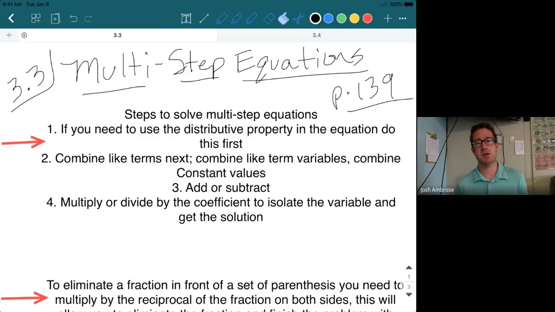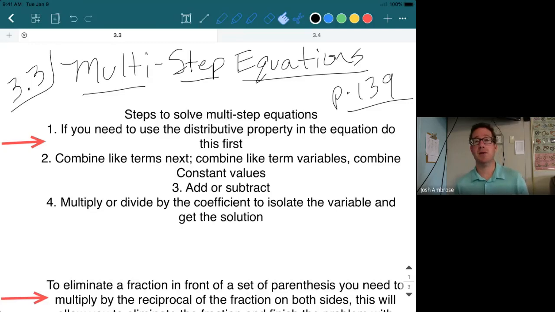Step two, combine like terms. In other words, we're talking about variables, like if you see x and then there's another x, you're going to be combining those. And don't forget, if you have x plus x, that is 2x, and that is not x squared. Don't make that mistake. Also, combine the constant values. That would be numbers that don't have a variable, like if you see a -4 plus 5, combine those. There's no variable there.